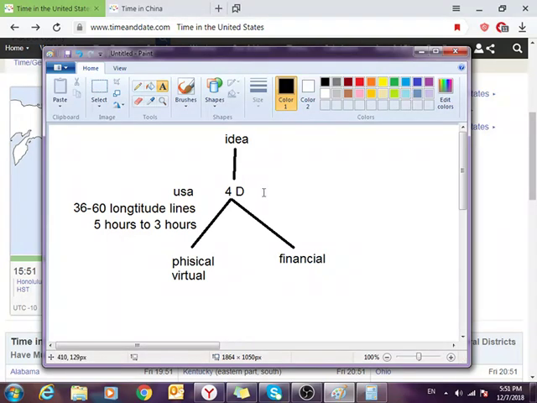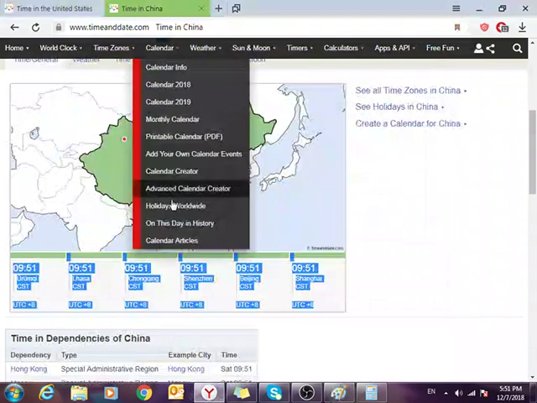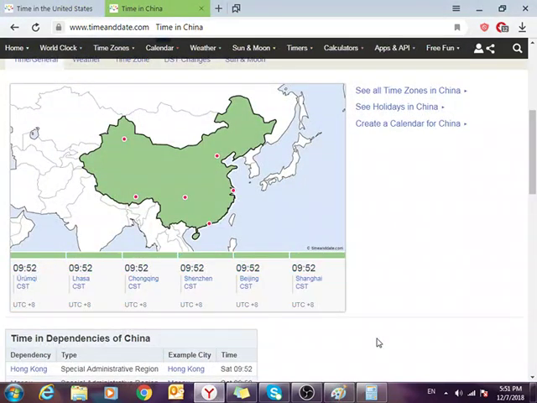Now we will build another timing system, that will be China, and we will have the same timing system.